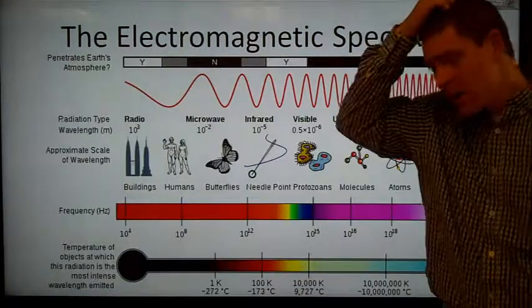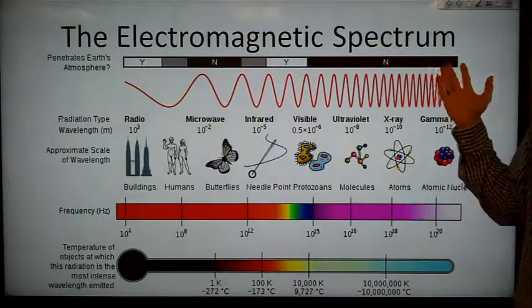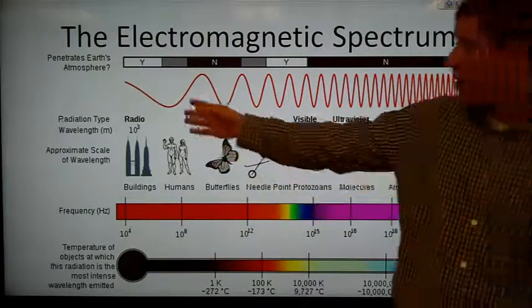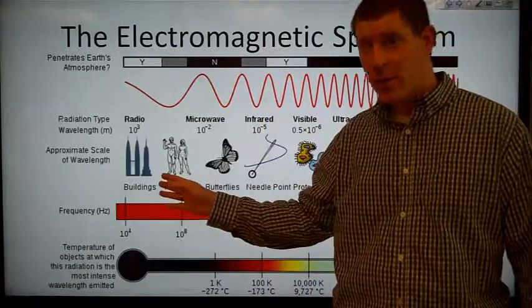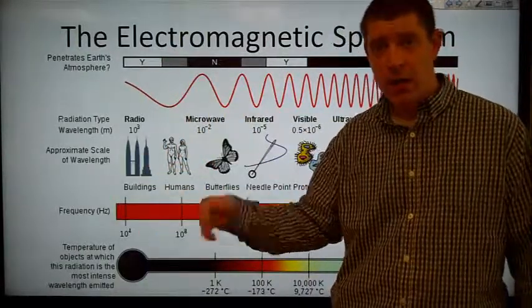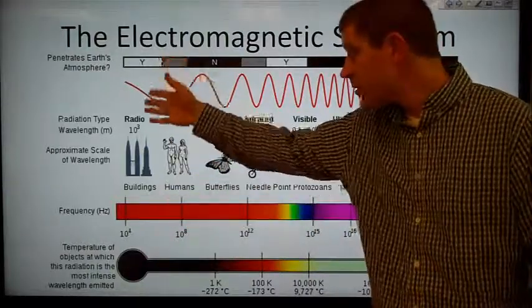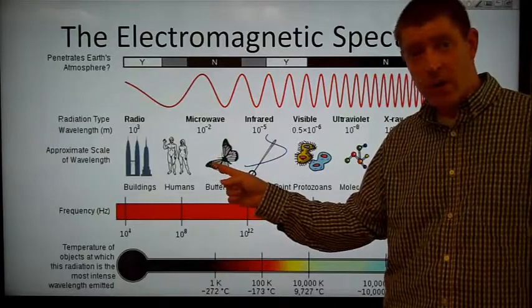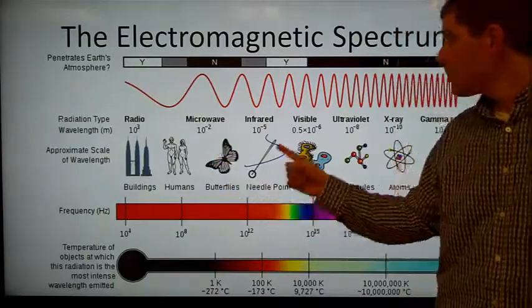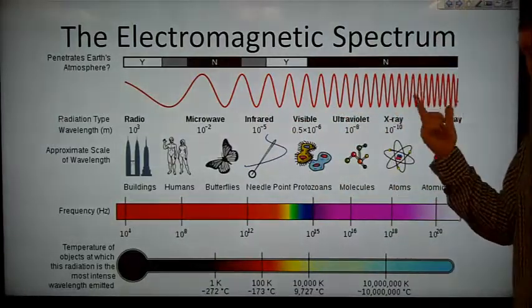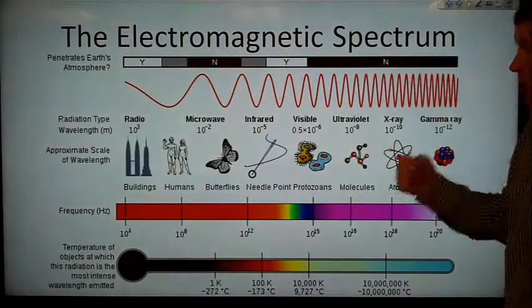So here's another diagram showing the electromagnetic spectrum. It shows that radio waves penetrate the Earth's atmosphere really well. This is why we use radio to communicate. We use cell phones and AM, FM radio, things like that. Satellite signals operate in this region. The microwave doesn't penetrate Earth's atmosphere very well because, again, there's lots of water around. The visible and some of the infrared penetrates, but then the ultraviolet and X-ray don't penetrate all that well.